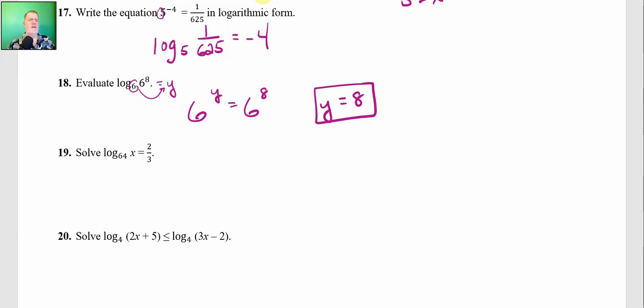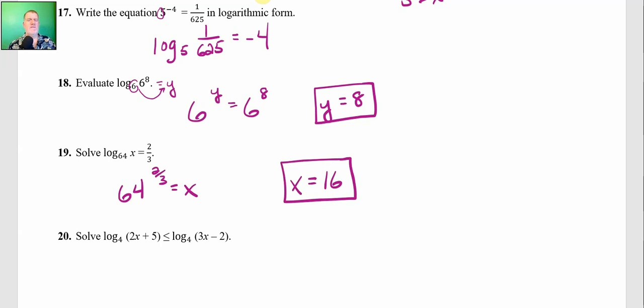Okay. Let's figure this one out. So we have 64 raised to the 2/3 equals x. So what's the cube root? Remember, the 1/3 is the cube root, the 3 in the denominator is the cube root. The cube root of 64 is 4. 4 squared equals 16. Hopefully you're good at that by now. If not, you will be.